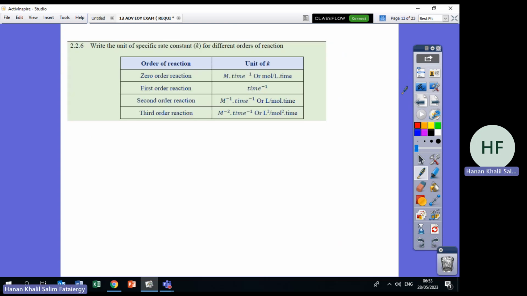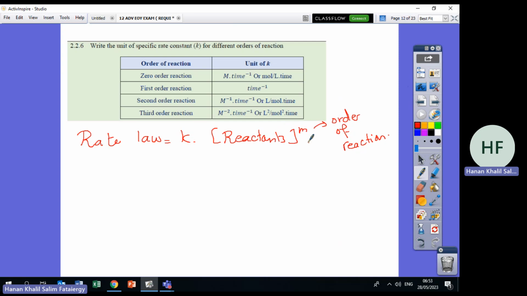Okay, now we are done with delta G. Let's remember the rate law. If you remember, we said the rate law is equal to K times the concentration of reactants, power M, and we called M the order of reaction. Okay, in math we call it power, in chemistry we call it the order of reaction. Now we will speak about things related to K, and then we will speak about things related to the order.